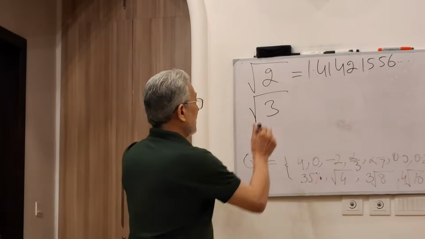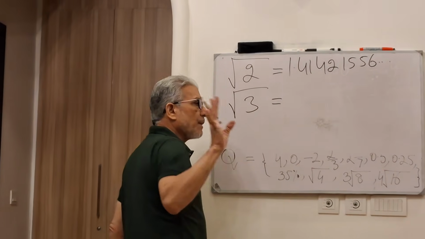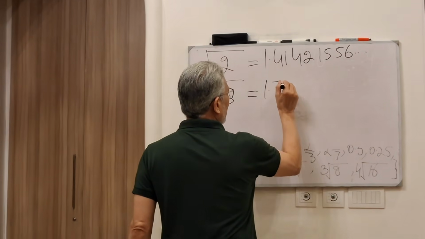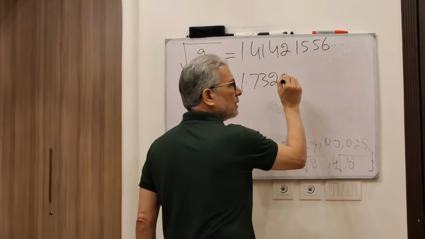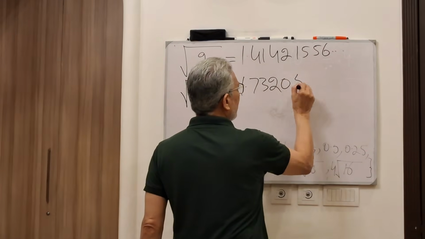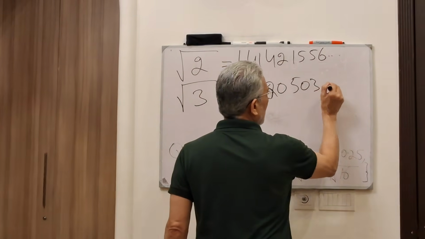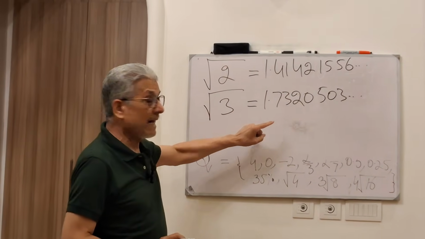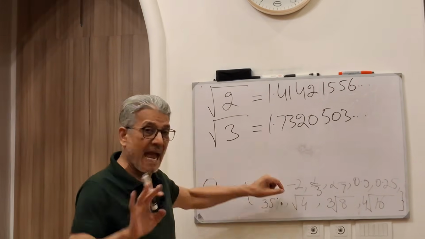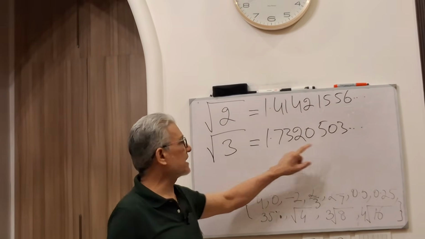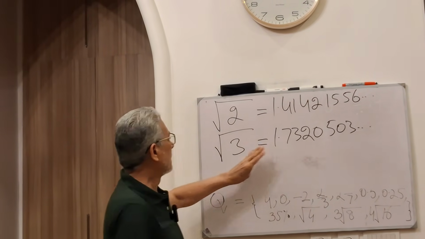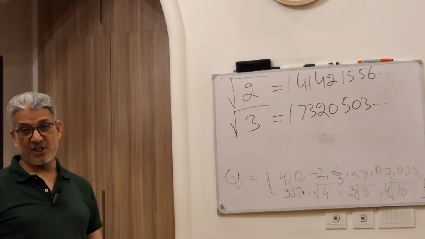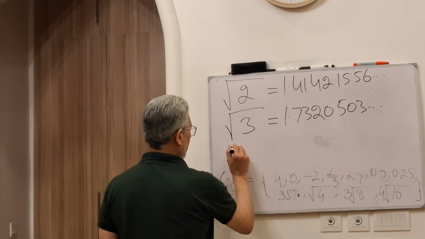Similarly, square root of 3, when you ask the calculator, it will tell you 1.7320, 503, and so on. It does not terminate, and it does not repeat. There is no pattern. So this is also not a rational number. What about square root of 5?